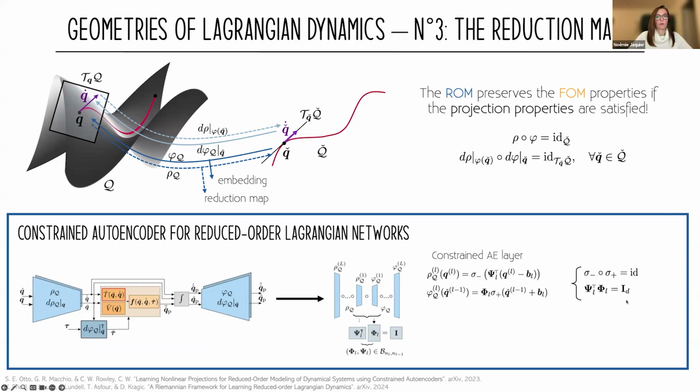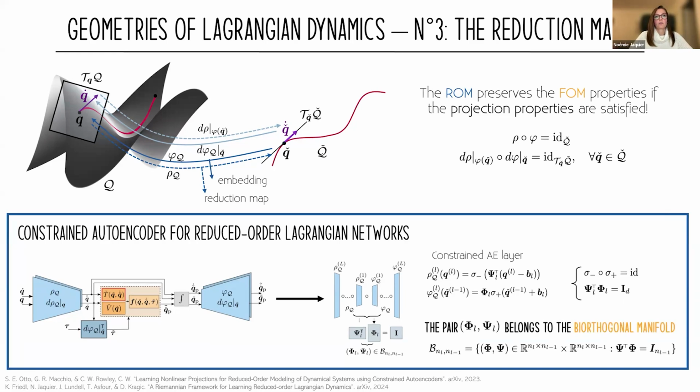So these are very important constraints, which are non-trivial. The way to account for these constraints is to recognize that the pair of matrices that we have here belongs to yet another type of Riemannian manifold. This is called the biorthogonal manifold, and it's the pair of matrices which, when you multiply them, give you identity.